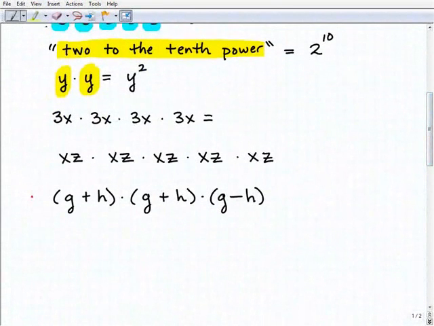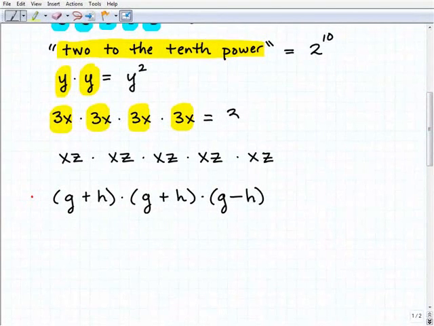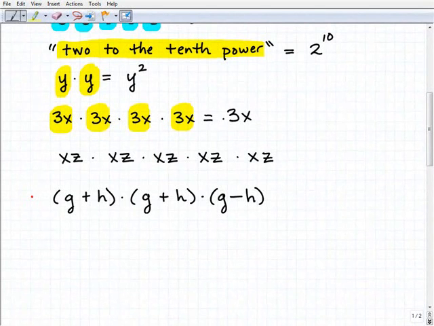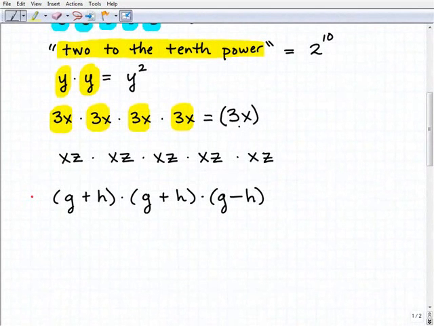How about this problem here? What do we have? We have 3x being multiplied by itself 1, 2, 3, 4 times. So we would write that this way: 3x. Now, this might seem like a small detail, but it's actually pretty important. We want to say 3x to the 4th power. What I want you to get in the habit of doing is putting parentheses around that variable expression, or that term, and then putting a little 4 like that.